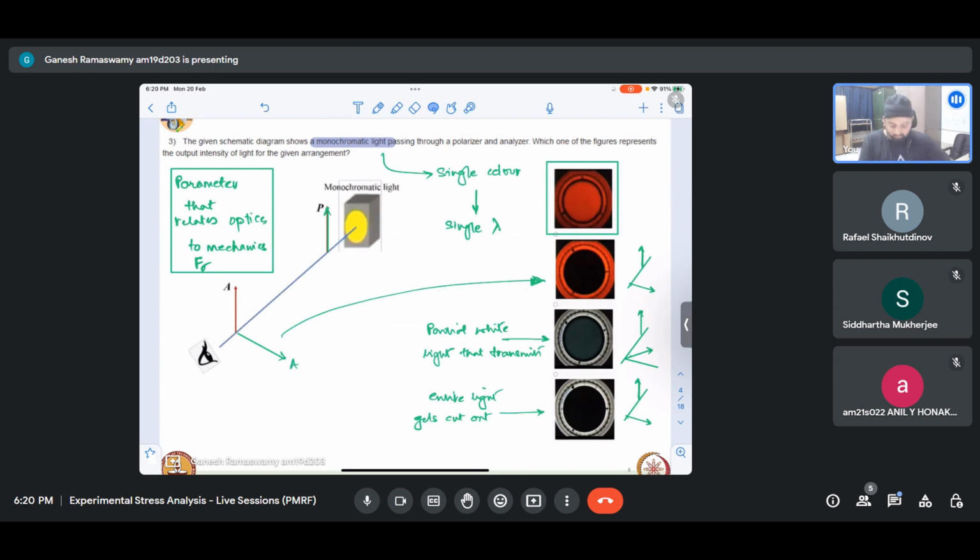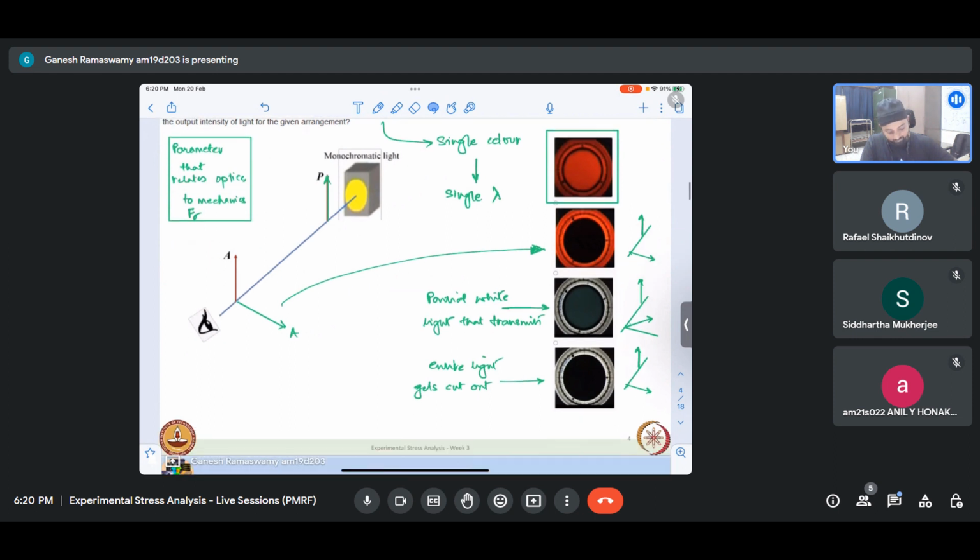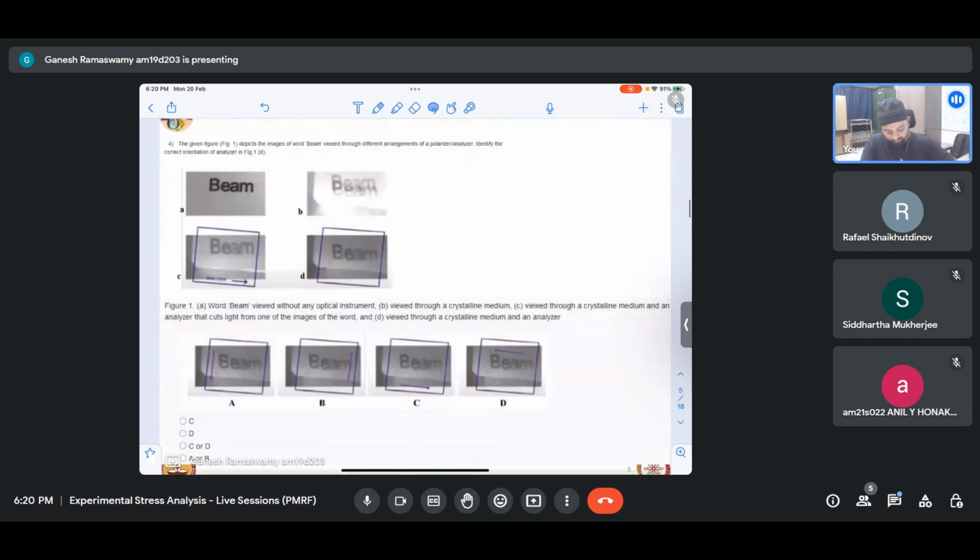Okay, so if there are any questions, please do bring them up. Otherwise, I'll keep moving. Understandably, these things are pretty simple, but in order to appreciate how we got to the polariscope setup for photoelasticity, it is better that we get a sense of what is going on here. Okay, so I'll move to the next question here.